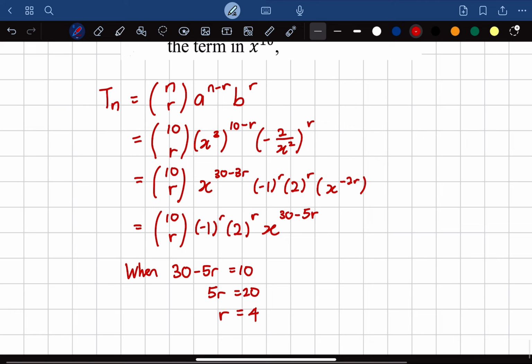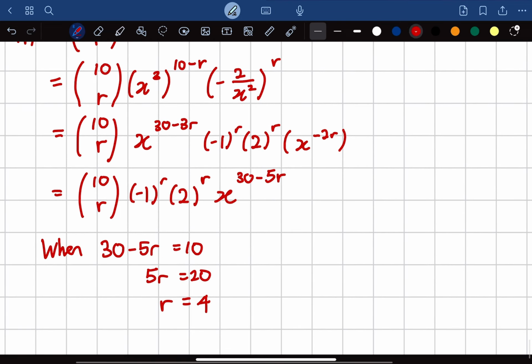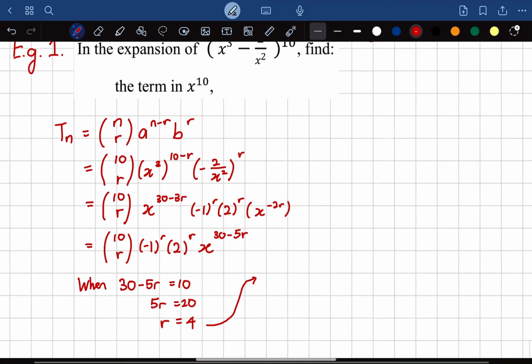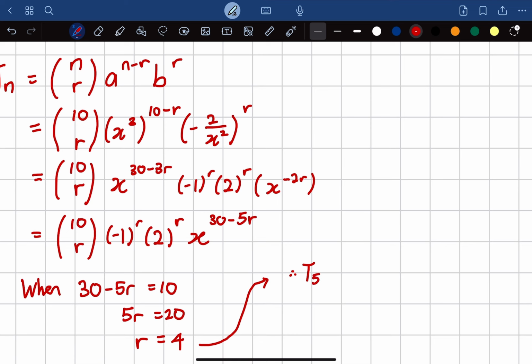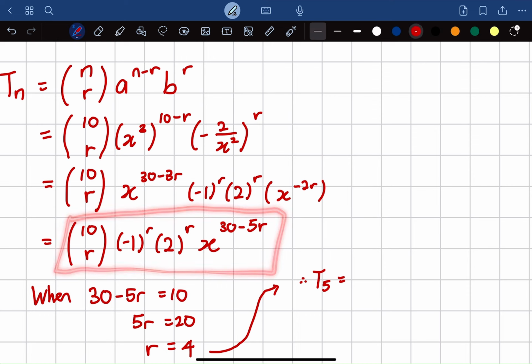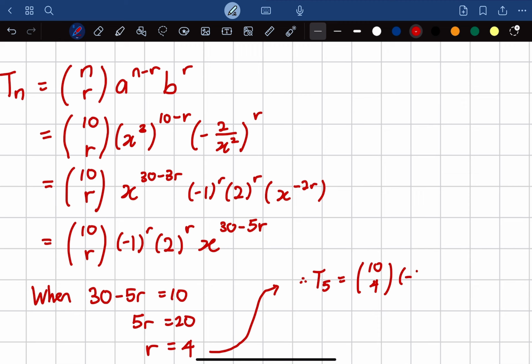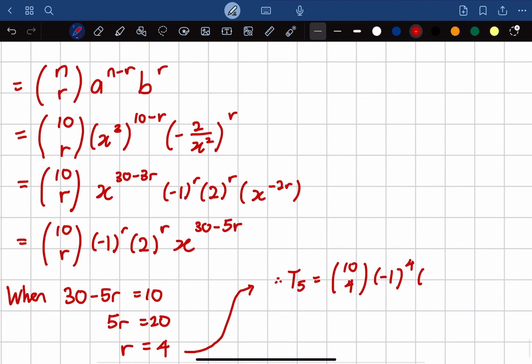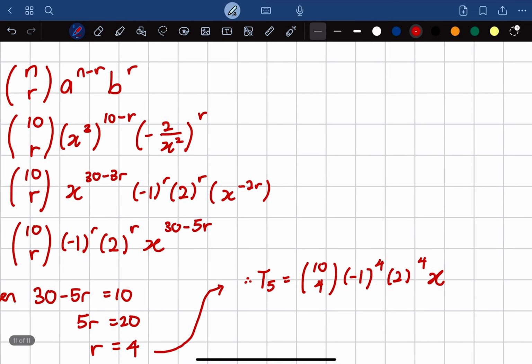That means that when the position of the term is 4, I know that that term will give me the power of x to be 10. So therefore, if my position of r is equal to 4, my term number will be, therefore, I'm finding for term number 5. Then I replace all this r over here with 4. So term number 5 will be simply 10 choose 4 times negative 1 power 4 times 2 power 4 times x power 30 minus 5r, which we know that this will be 30 minus 20, which will be 10.